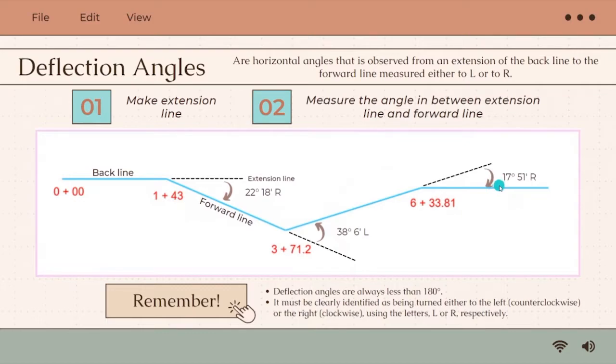R because it is in the clockwise direction since we measure the angle from the extended line going to the forward line. Also, it is important to remember that deflection angles are always less than 180 degrees, and that the deflection angles must clearly be identified as being turned either to the left or to the right using the letters L or R respectively. More so, deflection angles are commonly measured during open traverse or route surveys such as highways, and they are used principally on the long linear alignments of route surveys.